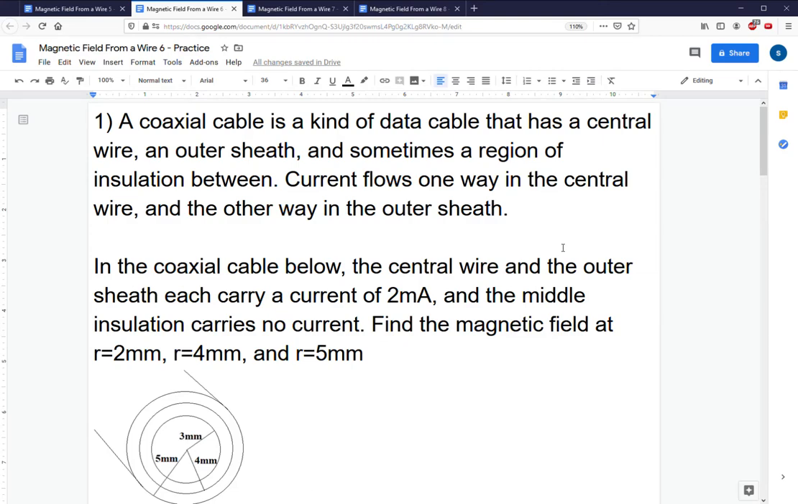1. A coaxial cable is a kind of data cable that has a central wire, an outer sheath, and sometimes a region of insulation between. Current flows in one direction in the central wire and the other direction in the outer sheath. In the coaxial cable below, the central wire and the outer sheath each carry a current of 2 milliamperes, and the middle insulation carries no current. Find the magnetic field at R equals 2 millimeters, R equals 4 millimeters, and R equals 5 millimeters.